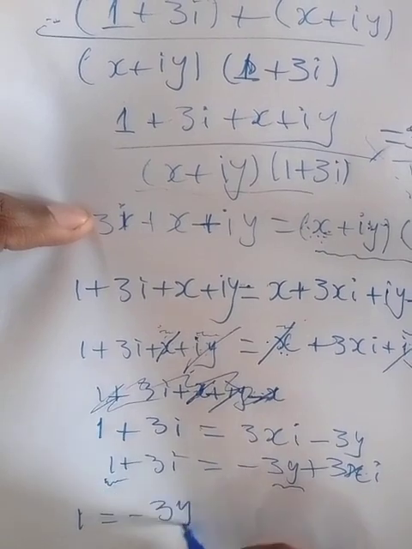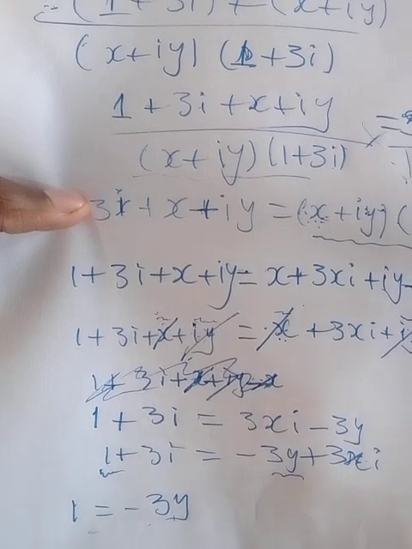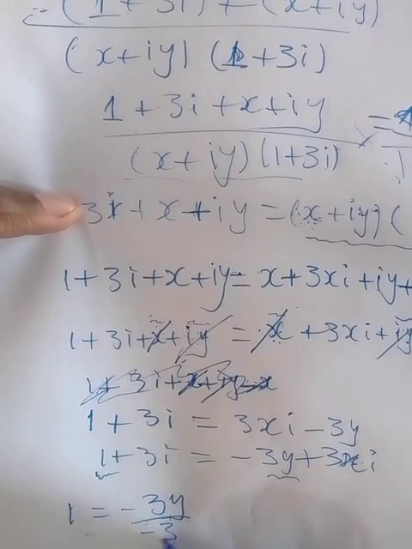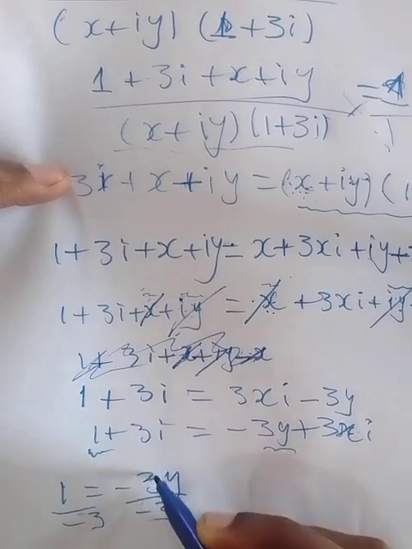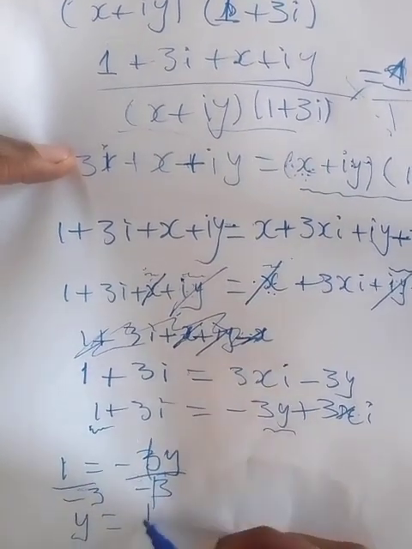How can we do that? You divide through by negative 3, divide through by negative 3, and then they are going to cancel, right? You're going to have y is equal to 1 over negative 3. Okay, you have that. So you've just found your y.